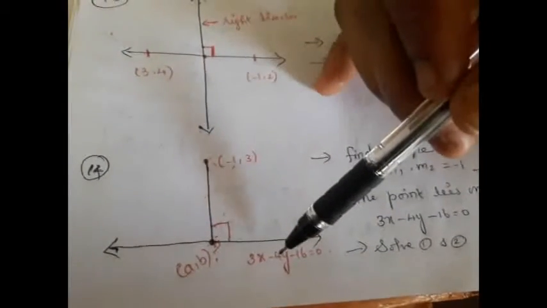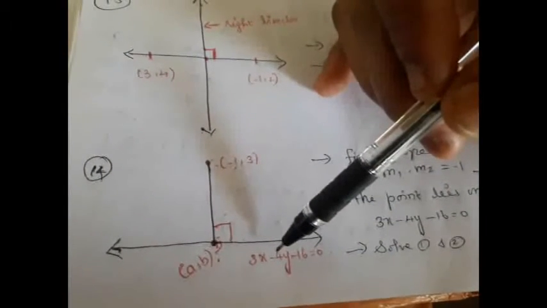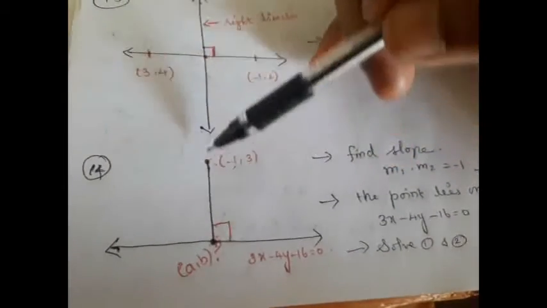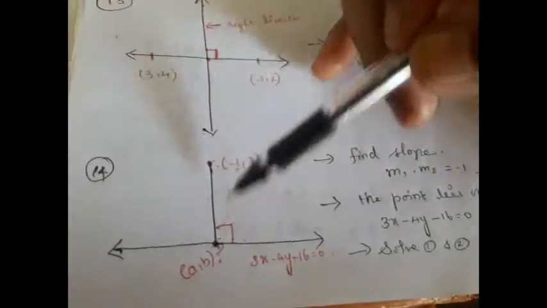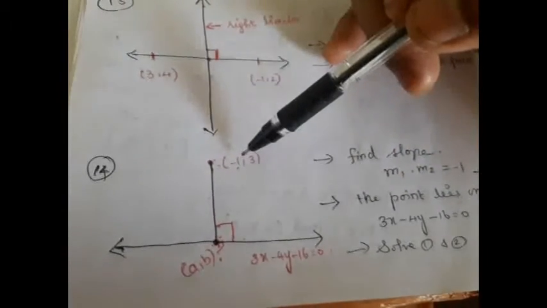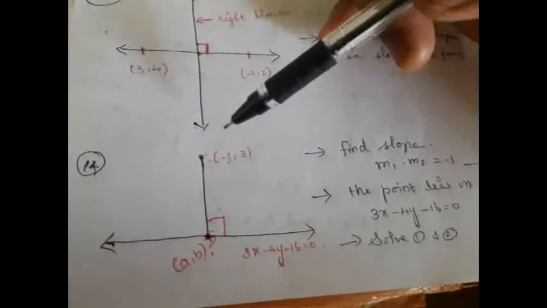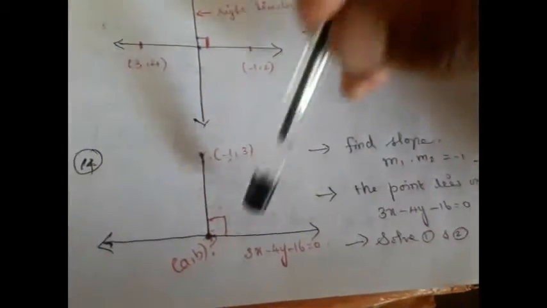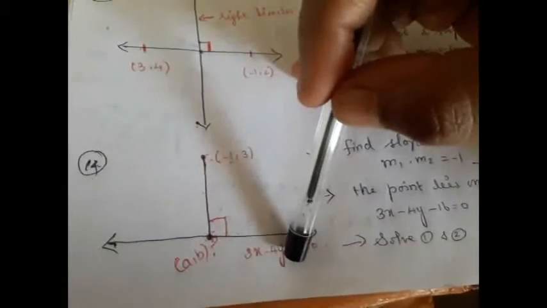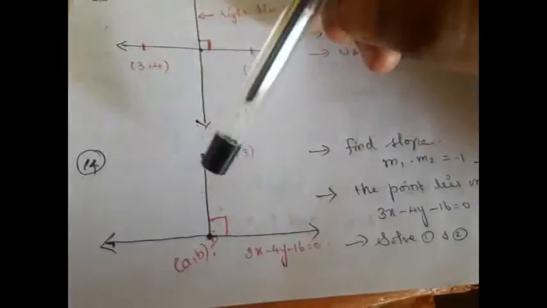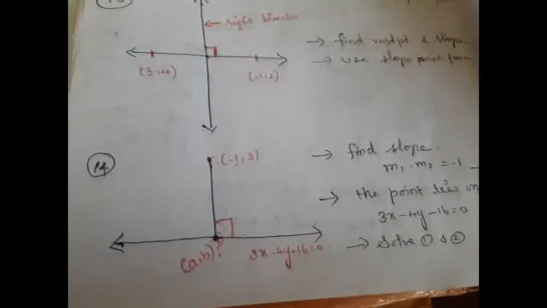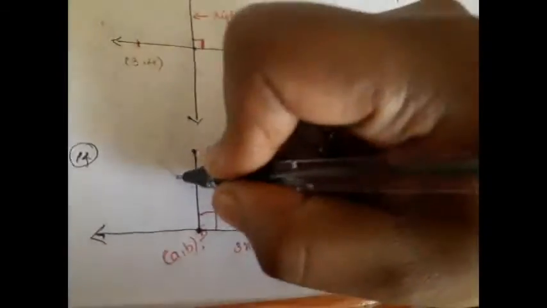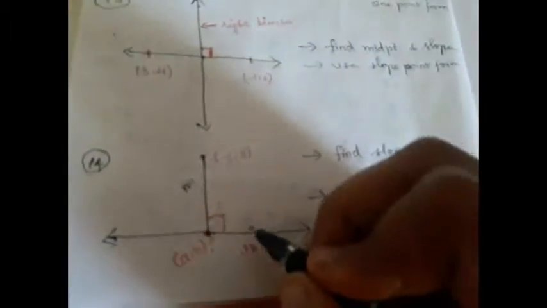We can find the slope of this line and we can find the slope of our required line using 2 points, y2 minus y1 divided by x2 minus x1. Obviously it will be in terms of a and b, and using this we can find another slope. The slope of this is going to be m1, the slope of this is going to be m2.